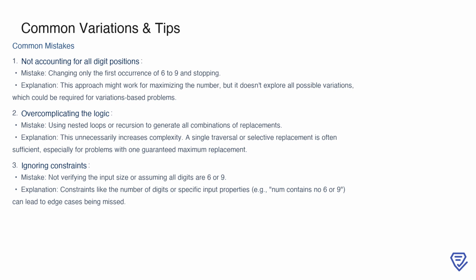Lastly, it's important to consider the constraints of the problem. For example, failing to verify the input size or assuming that the number will always include the digits 6 or 9 can lead to missed edge cases, like scenarios where the input contains none of these digits. Being mindful of these common errors helps ensure a robust solution that accounts for all possibilities.